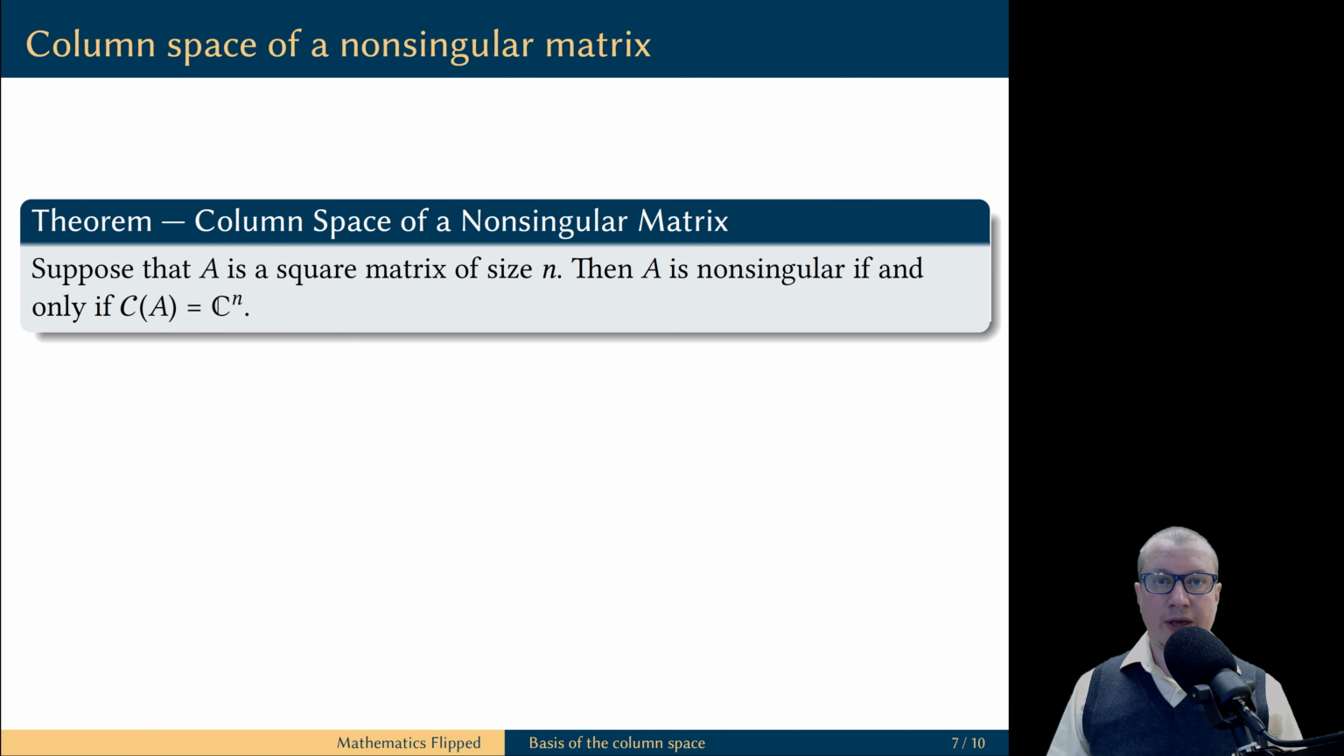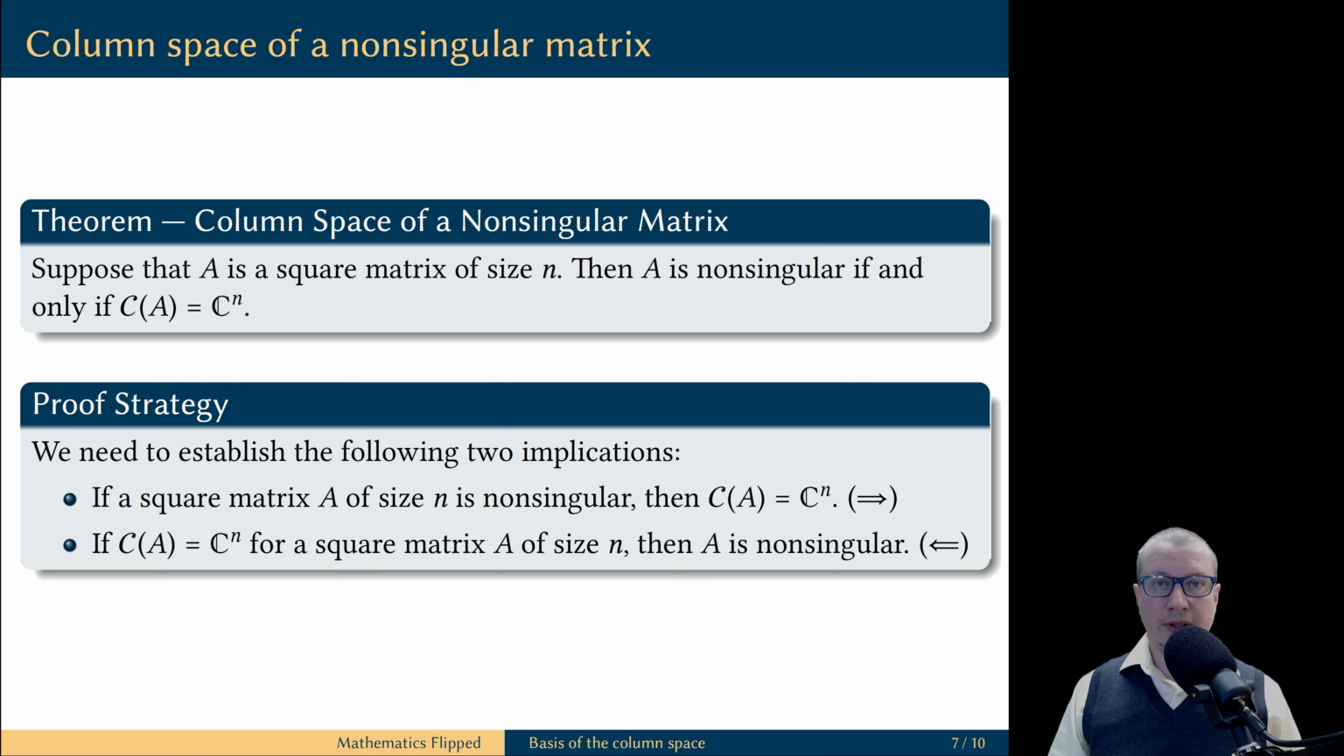Now, let's observe that if you know that a matrix is non-singular, then you automatically know its column space. And conversely, if you know the column space of a matrix, then you might be able to conclude right away that the matrix is non-singular. More precisely, suppose we have a square matrix A of size n, then this matrix is non-singular if and only if its column space is equal to all of Cn. In other words, all possible vectors of size n are in the column space.